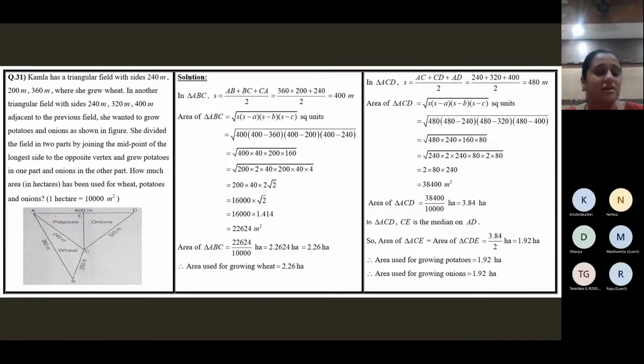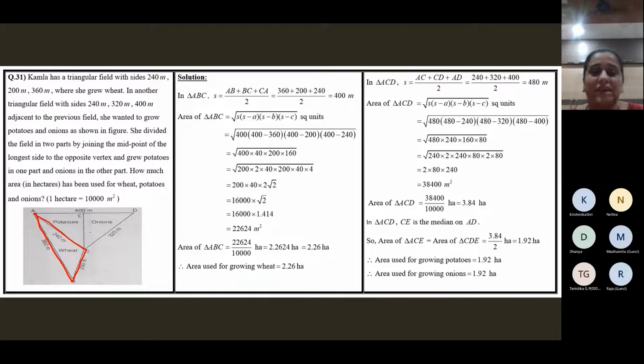Let's see the question again. Kamala is a farmer. She has a triangular field. She has this triangular field ABC. You can see the sides of the field: 360, 240, and 200.